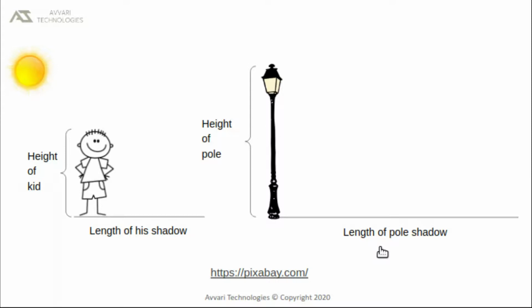So what is the height of the pole? We can use principles of similar triangles to find the height of this pole using the height of this kid. We can apply similar principles to find the height of mountains or the height of buildings or anything in the case.